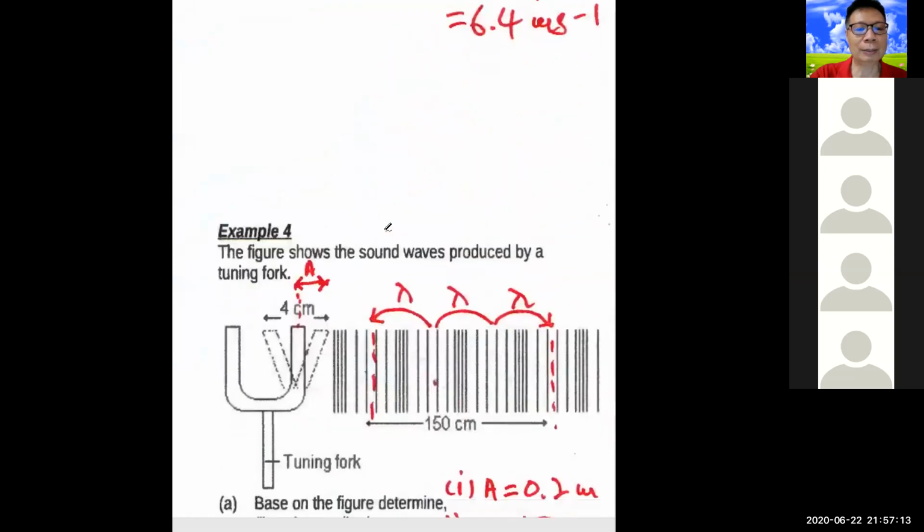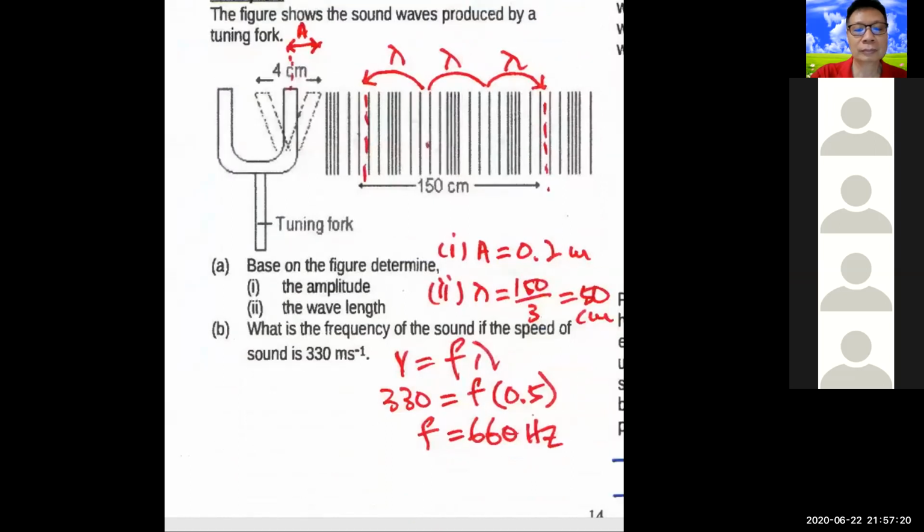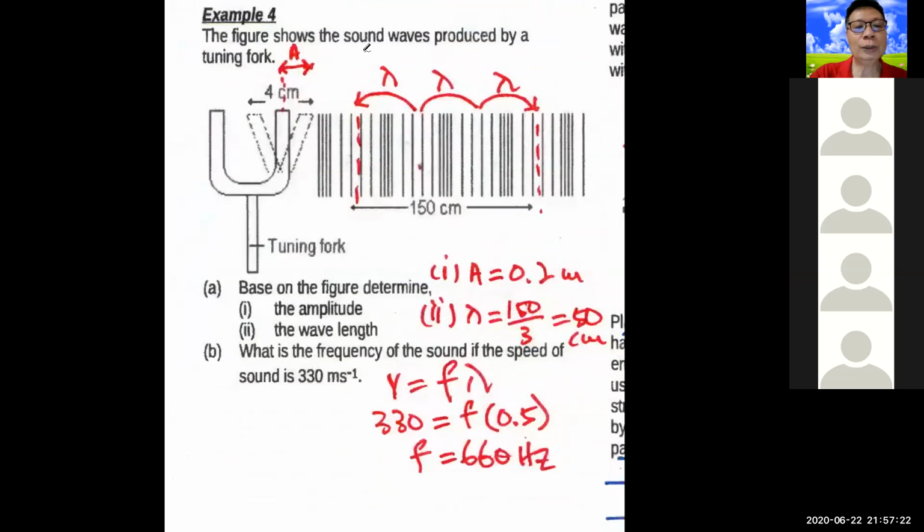Okay, next, number 4. The figure shows the sound wave produced by a tuning fork. Tuning fork means it's a fork. When you knock it here, it will vibrate. The musician uses this to tune the piano, okay? It will vibrate and produce a sound like that. When you hit here, it will vibrate and produce the sound like that.